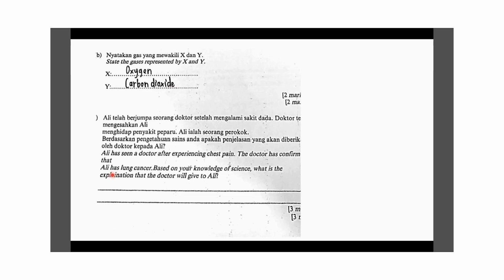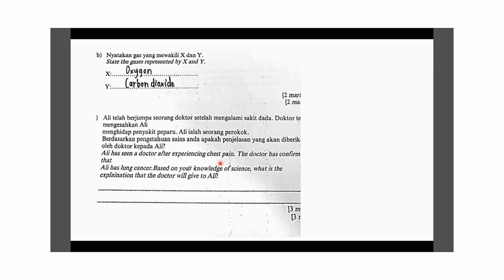And our final one says that Ali has seen a doctor after experiencing chest pain, and the doctor has confirmed that he has lung cancer. So, based on your knowledge of science, what is the explanation that the doctor will give to Ali? There's something here in the English version that's not stated, which is the part where Ali is a smoker, because here it's written Ali ialah seorang perokok. So that means he's a smoker, and now he has lung cancer. And so the substance in cigarette smoke that causes lung cancer is the tar, which works very well with the earlier example that I've stated.